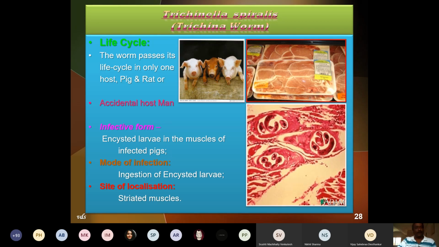Now, life cycle. The worm passes its life cycle in only one host, pig and rat, or accidental host, man. Infective form is the encysted larvae in the muscles of the infected pig. Mode of infection is by ingestion of encysted larvae in the striated muscles of the pig. Site of localization, even in human beings, is the striated muscles. But when this parasite resides in the striated muscles of human beings, it is the dead end of the life cycle of this parasite. Why? Because the flesh of human beings is usually never eaten by any animals.